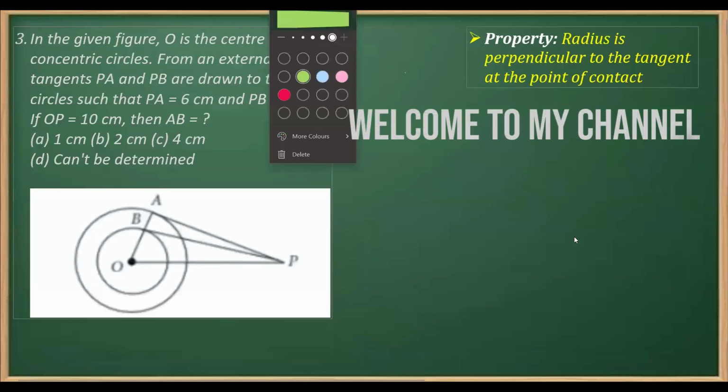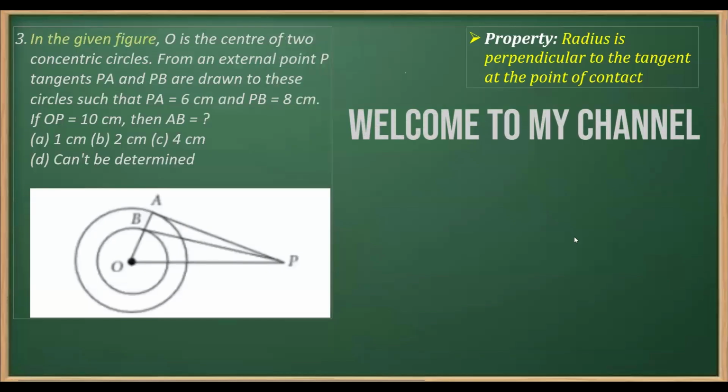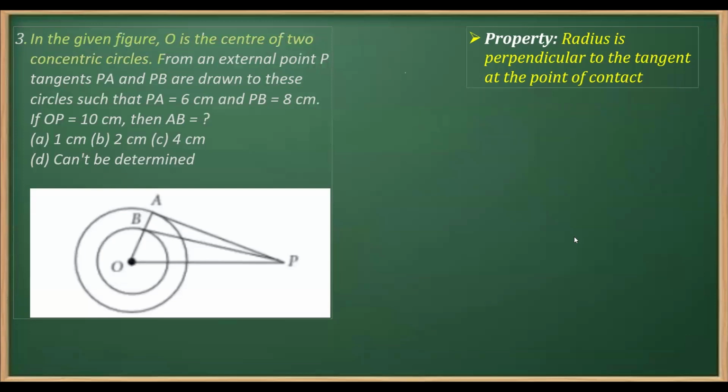We are now on the third question, and it says that O, in the given figure, is the center of two concentric circles. Concentric circles are two circles with the same center but different radii. From an external point P, tangents PA and PB are drawn. So P being an external point from which PA and PB are two tangents. We have these two tangents to the two different circles.